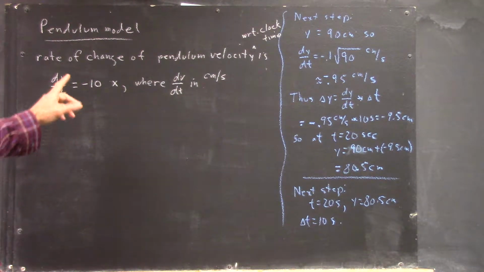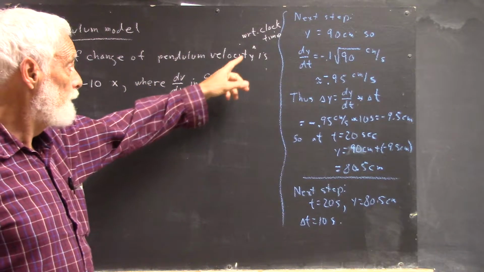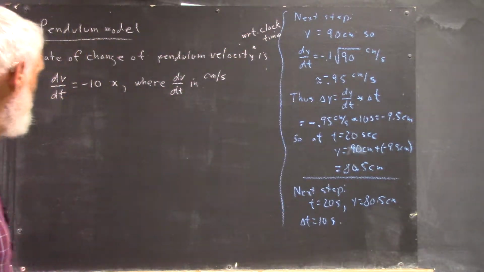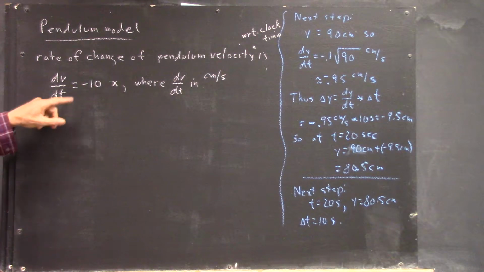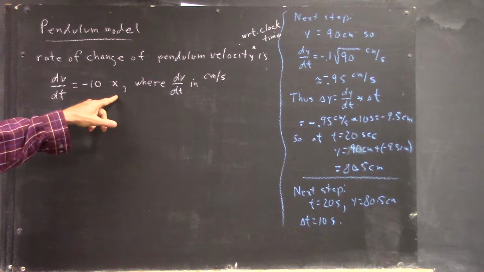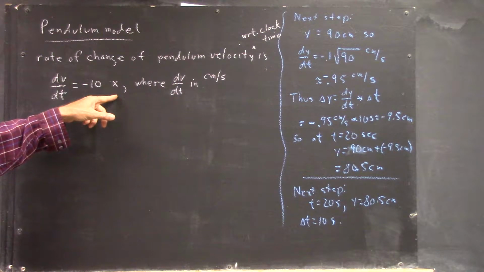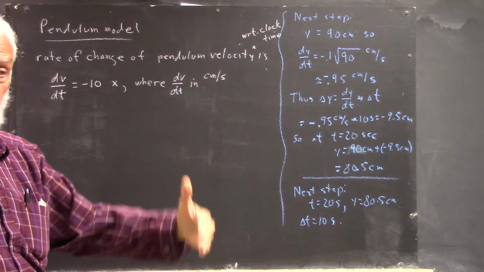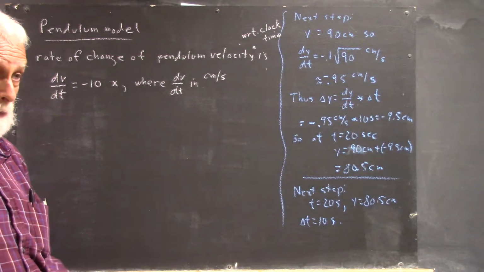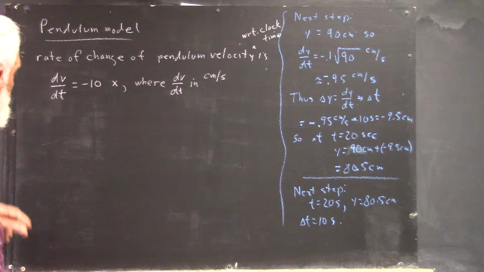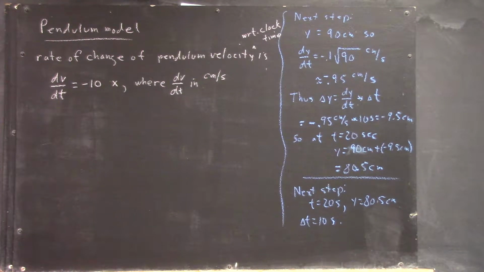So, rate of change of pendulum velocity with respect to clock time is what? I'm saying it's dv/dt equals negative 10x. x is going to be the position of the pendulum, the position of the pendulum relative to the straight down equilibrium position. I'll write that down in a minute, okay? But let's get the units of dv/dt.